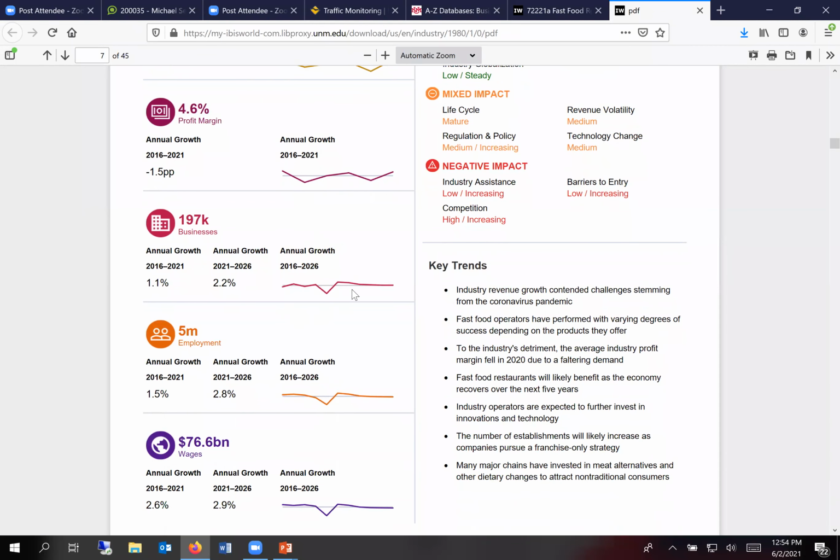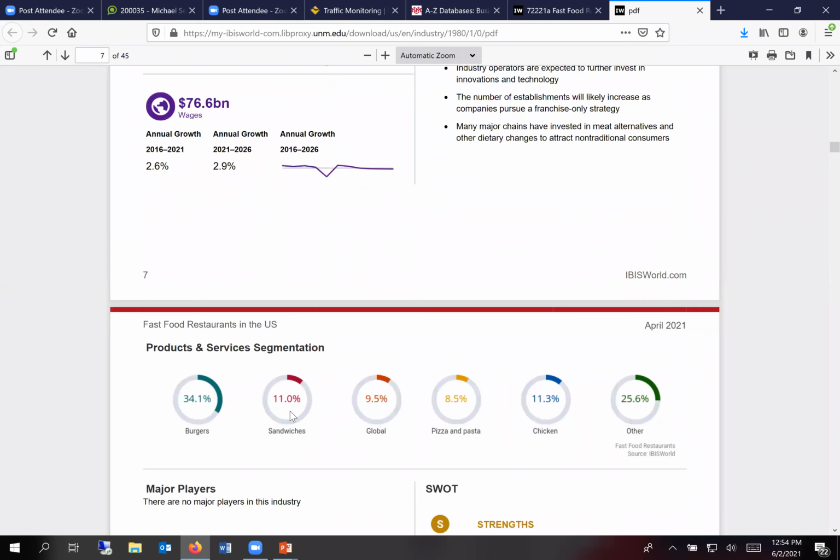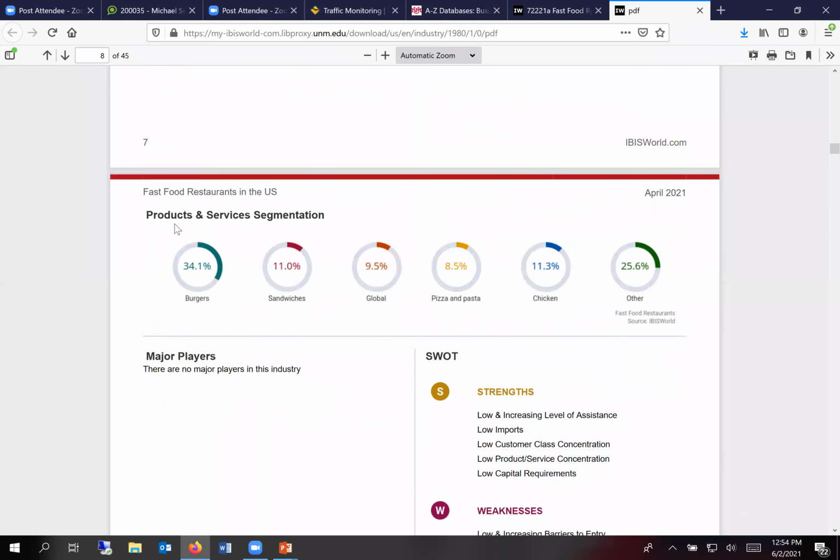The number of businesses looks like it's going to stay pretty much the same between 2016 and 2026. Employment looks like it's going to stay about the same between 2016 and 2026. And wages seem like they're going to stay the same between 2016 and 2026. The reports also tell you what products and service segmentations are most popular in this area. So remember, this is fast food restaurants. It looks like burgers win.